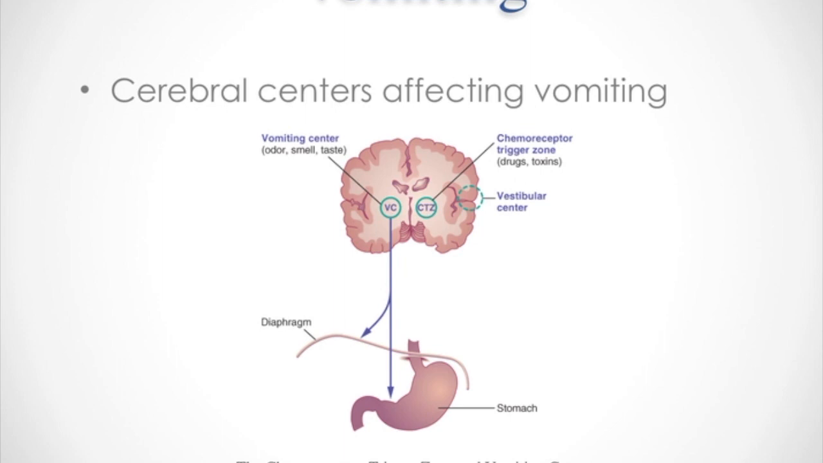As I mentioned, it all starts in the brain. There are two different centers in the brain, or zones in the brain, that trigger vomiting. One is the vomiting center, which is abbreviated VC, and the other is the CTZ. Both of these are important to know because the medications we're going to learn about will affect one of these two centers.